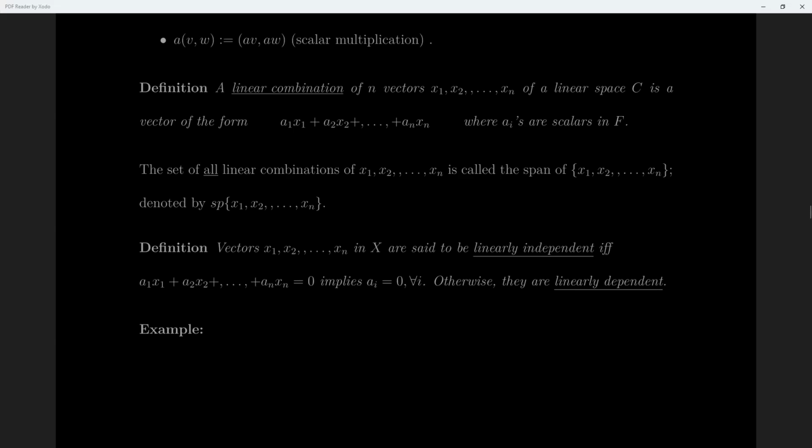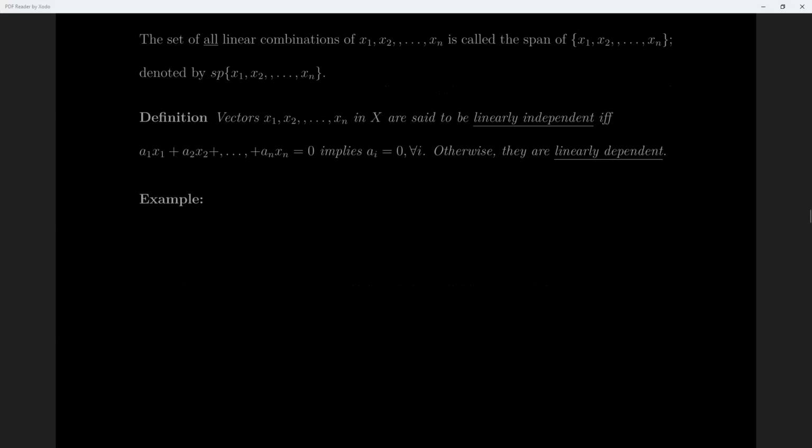Okay, so let's see some trivial examples then. Let's get those two vectors. So this is a linearly independent set. And what is the span of x1 and x2? It is R square. Okay.